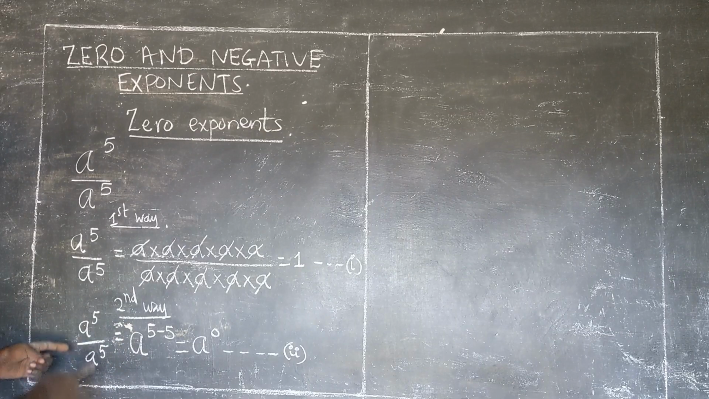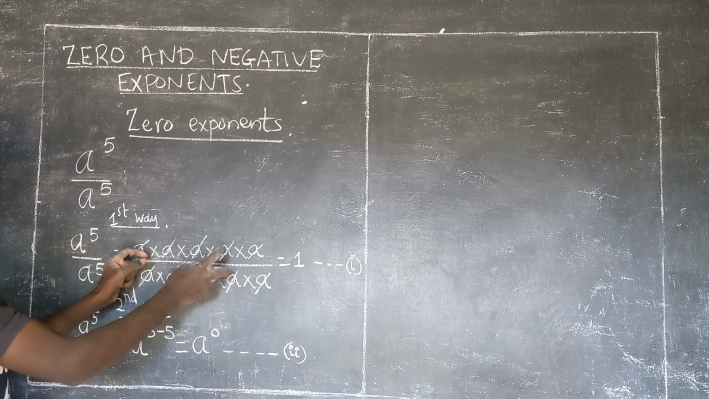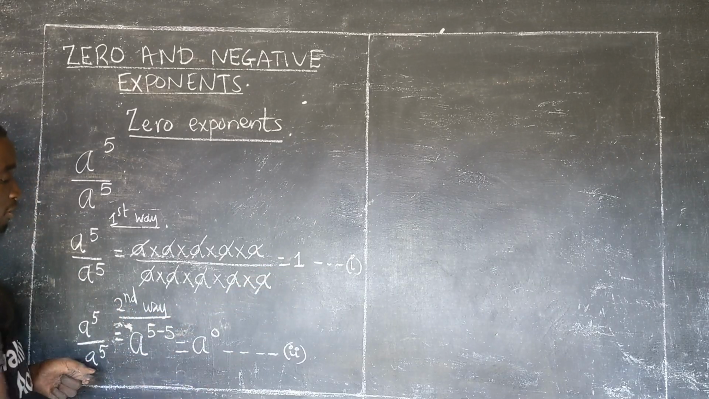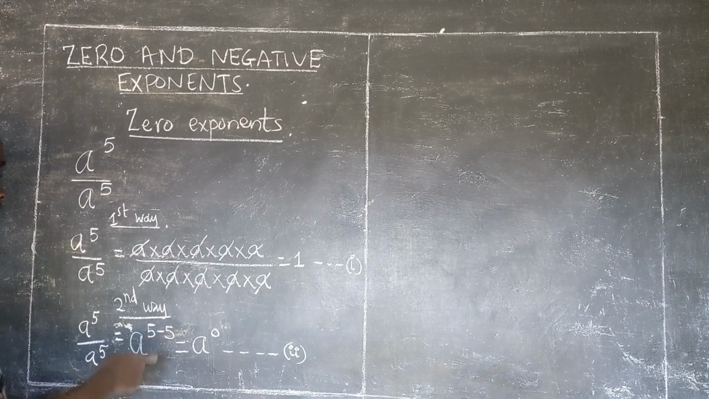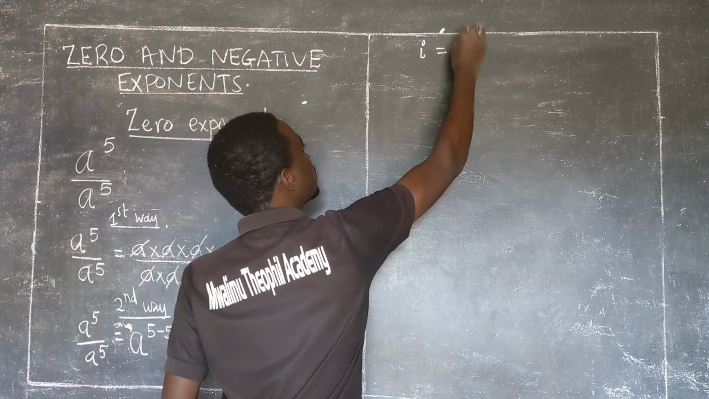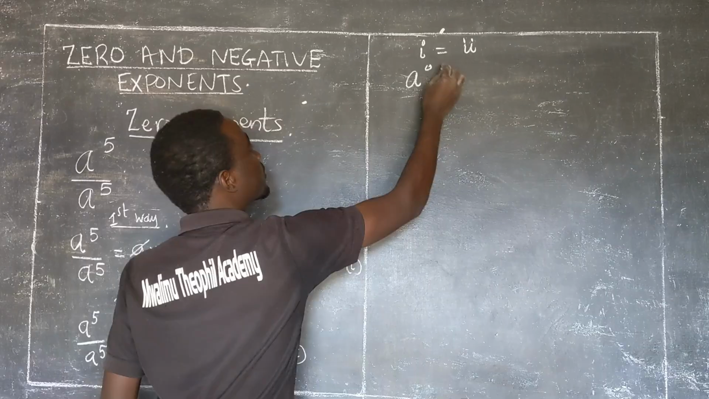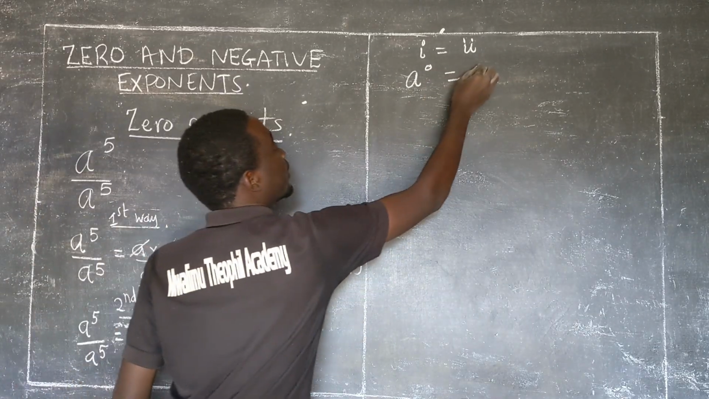Here, this is a raised to 5 divided by a raised to 5, and this is a raised to 5 divided by a raised to 5. So this is equal to this. It means that even the answers obtained will be equal. It means that this one will be equal to a raised to 0, as they are from the same question. Now we may conclude that equation 1 is equal to equation 2, that a raised to 0 is equal to 1.